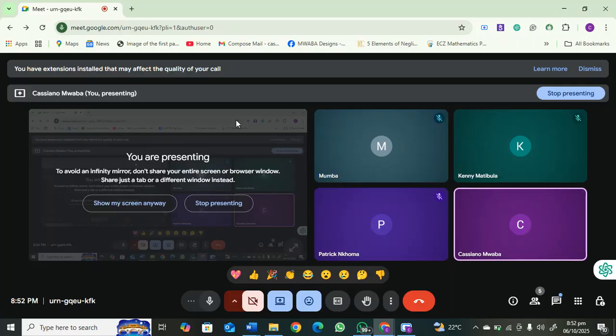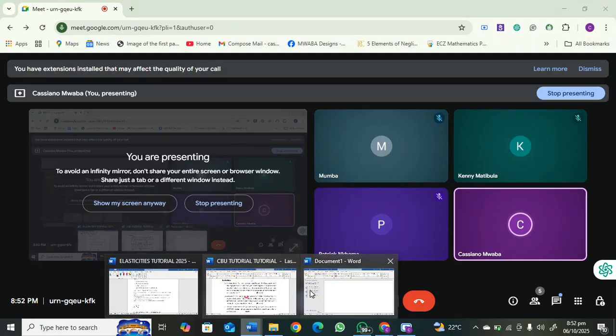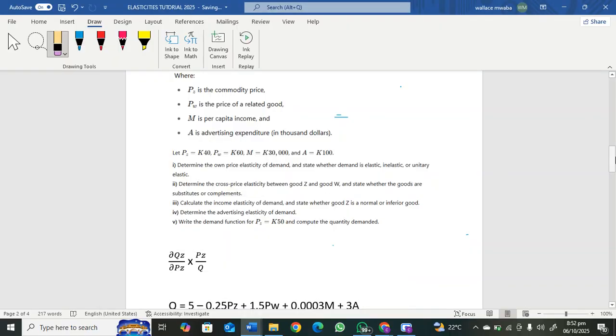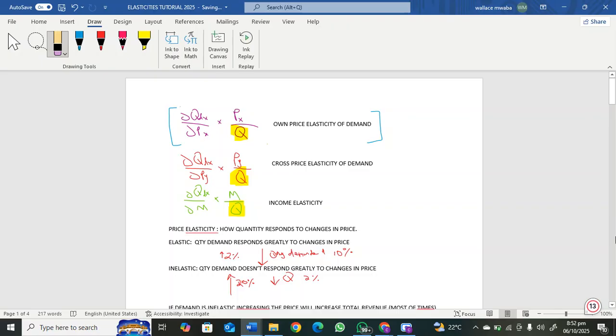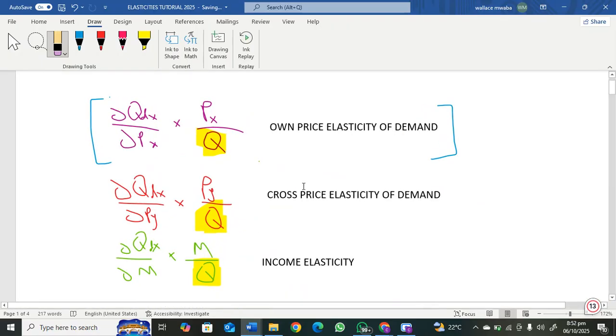So, that's what cross price elasticity of demand determines: whether a good is a substitute or complementary. These work in the same fashion. Have you seen the formula here? Where there was PZ, we're just replacing it with PY. It's the same as the price elasticity of demand.